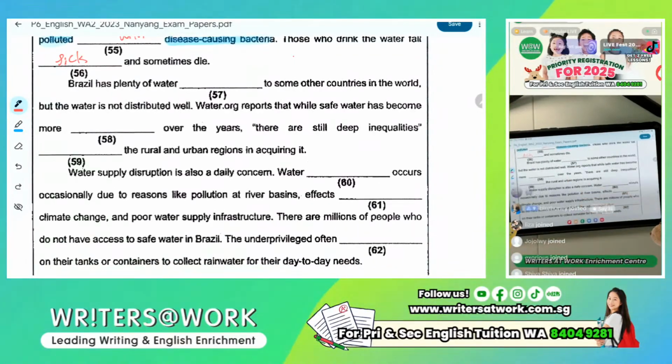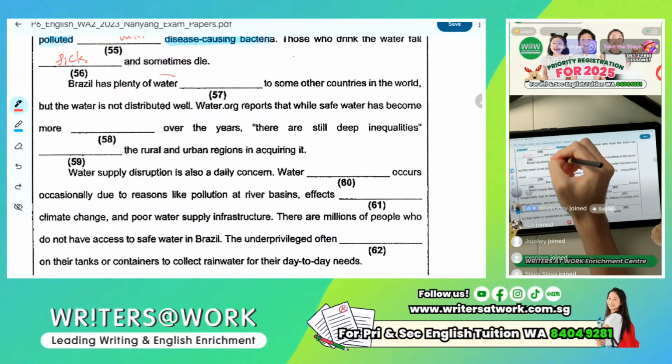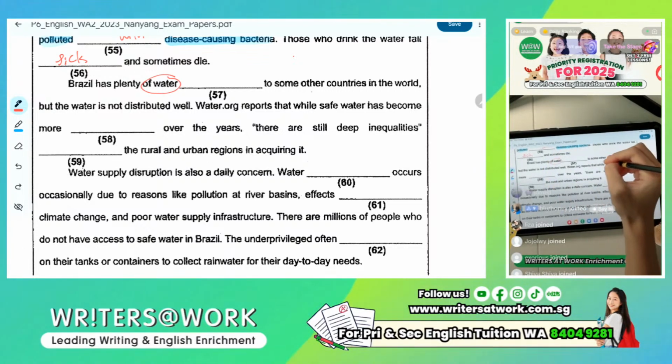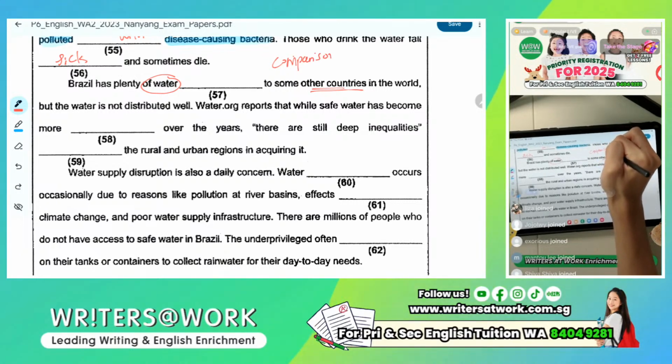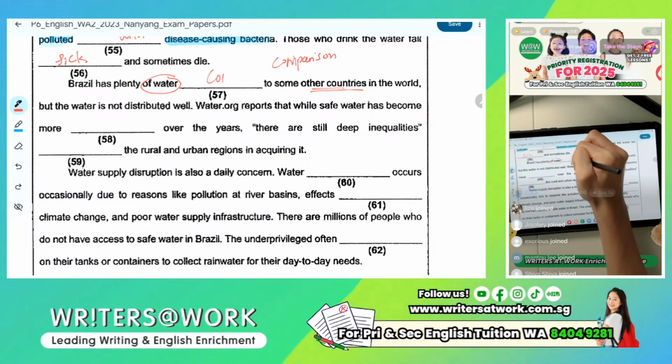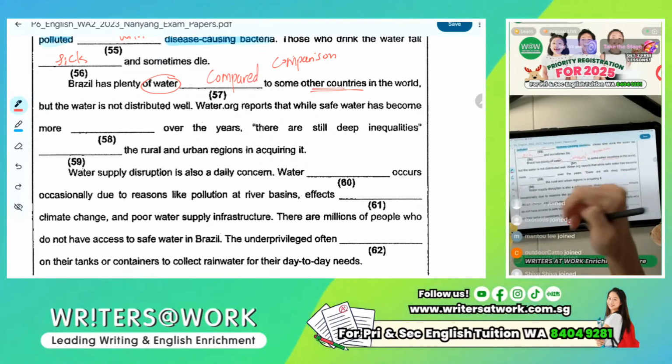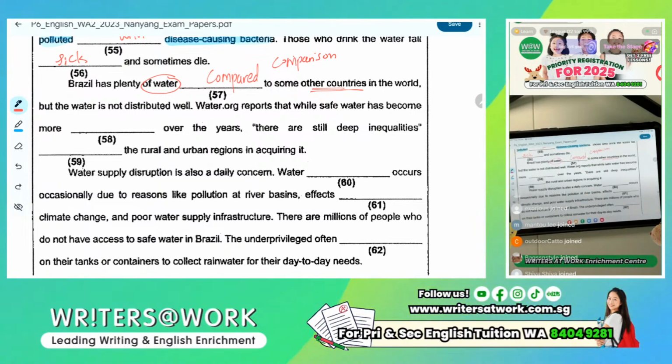Brazil has plenty of water dash to some other countries in the world. So when you look at this, you're trying to compare the sources of water with other countries. So we'll just say compared to. It's not really a very difficult question here.